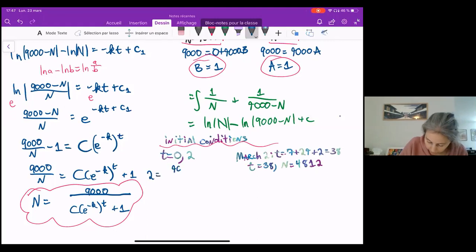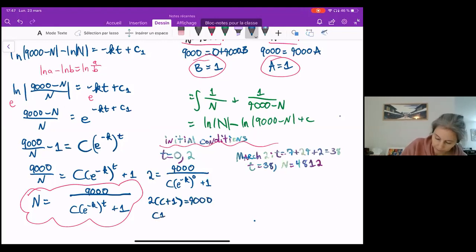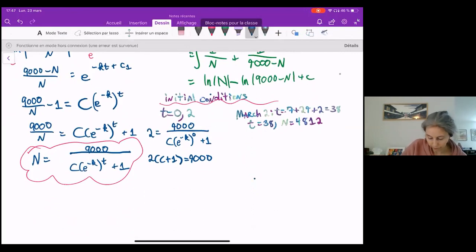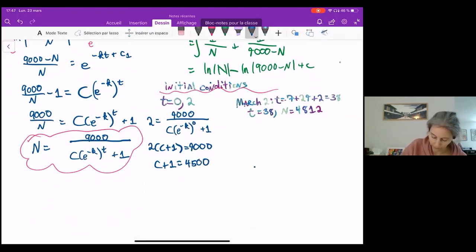Let's plug in our initial conditions. So we'll have 2 is equal to 9,000 over c e to the negative k to the power of t plus 1. The power of t in this case is 0, so all of that becomes a 1. Then I have 2 times c plus 1 is equal to 9,000. So c plus 1 is equal to 4,500, so c is equal to 4,500 minus 1. Added an extra 0. So c is equal to 4,490.